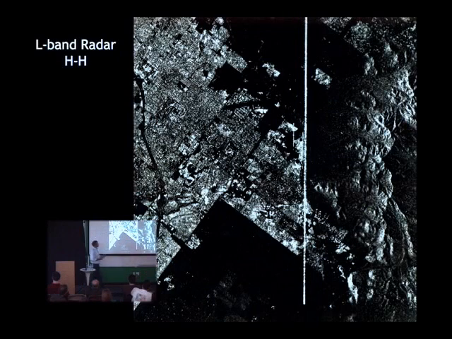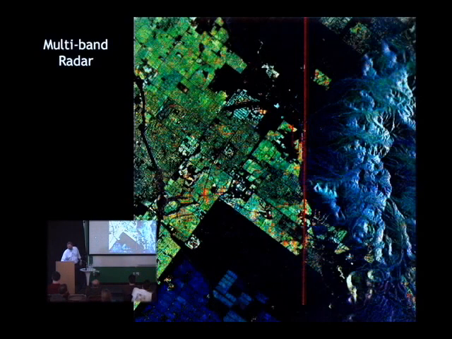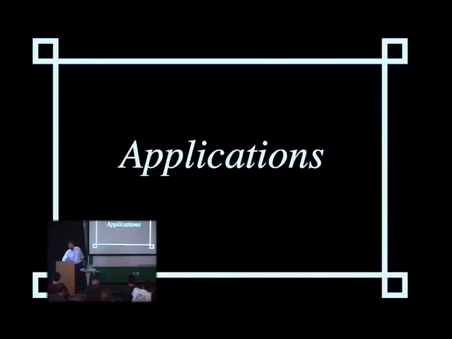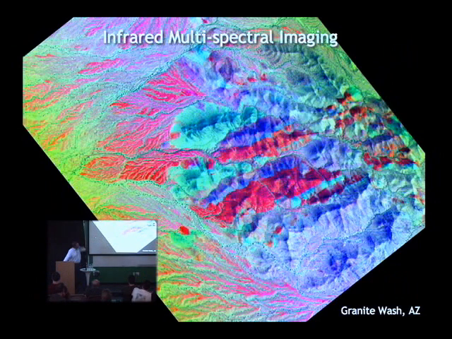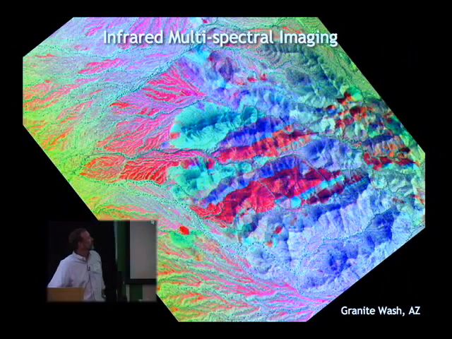So one of the beauties of radar is you can actually design your experiment so that you can pick up different things. And this is just an example of three different radar images combined into a color image with a fantastic amount of information in there. Okay, let me just quickly go over a couple of applications.